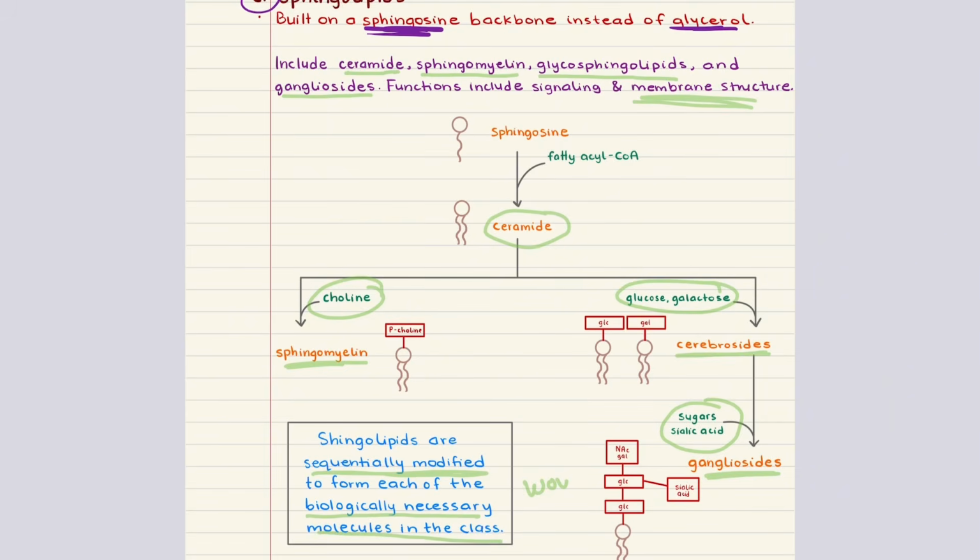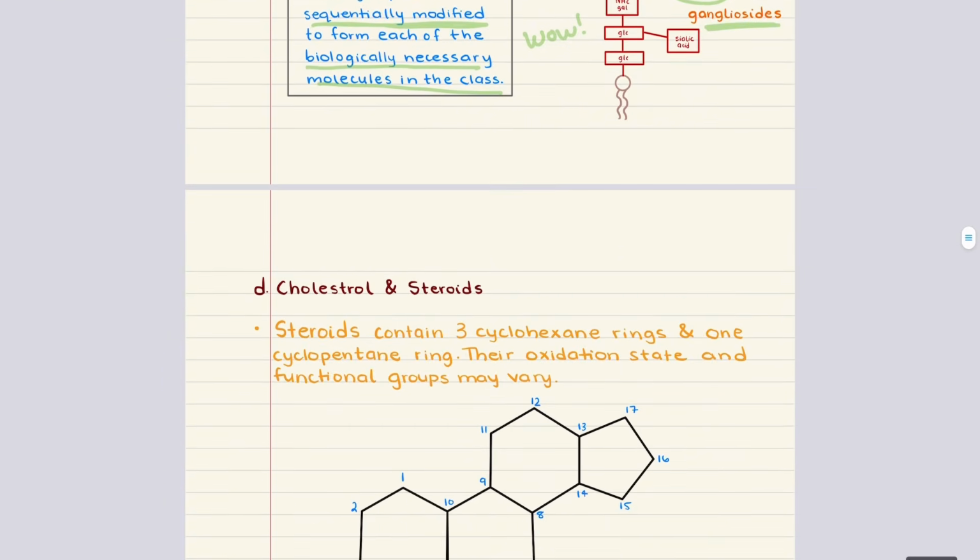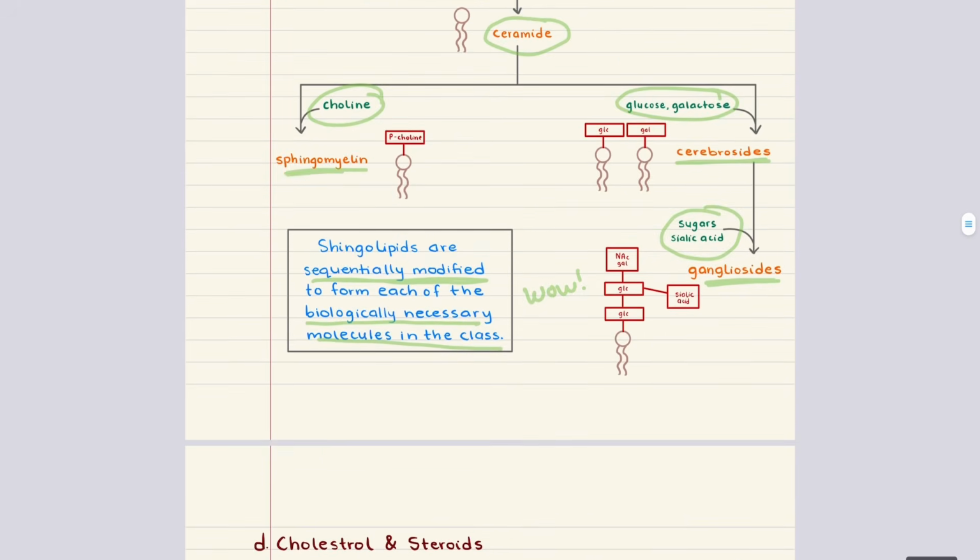Now, because of their structural diversity, sphingolipids, again, contribute to things like membrane stability. They participate in cell recognition, and they can act as signaling molecules in various pathways.